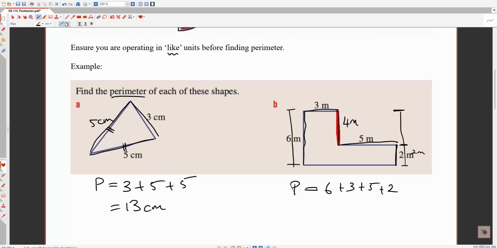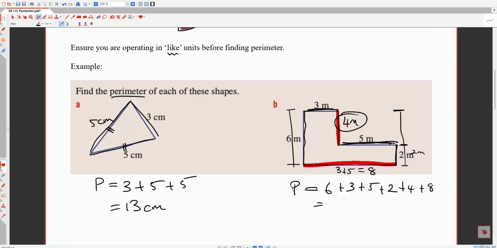Alright, now the other part that I'm interested in is the base of this part here. What I can see is this part here is 3, and this part here is 5. So the distance along here must be 3 plus 5, and that's 8. So we can tack those other two distances on. We need to include the 4 meters and we need to include the 8 meters along the bottom.